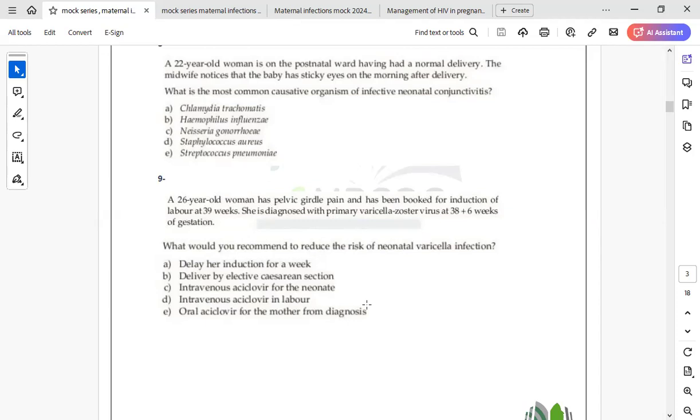Very safely. But it's not a must. It's not a must for a patient who is having a third trimester varicella to have a cesarean section. It's a matter of counseling. Pros versus cons. If you wish to deliver by elective cesarean section, okay.